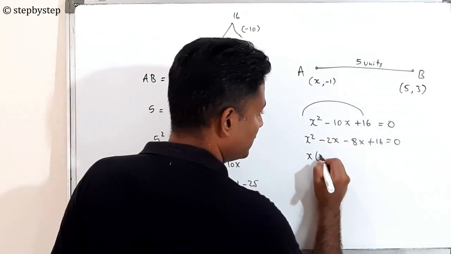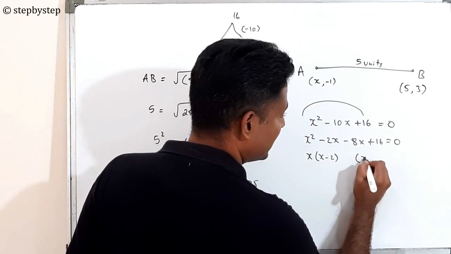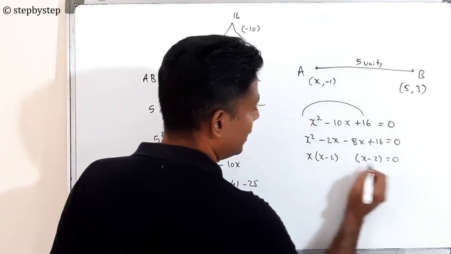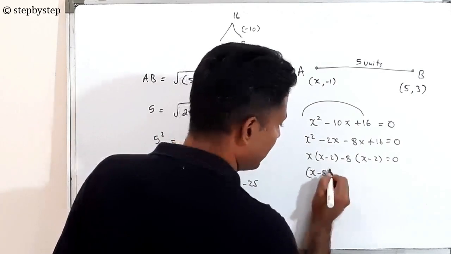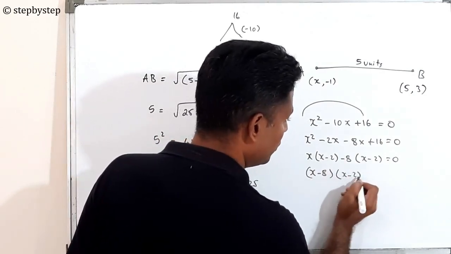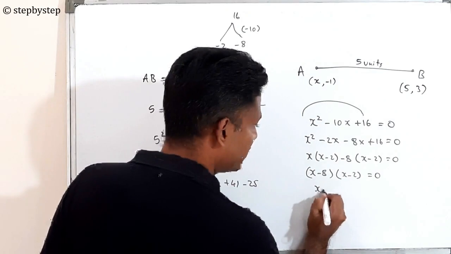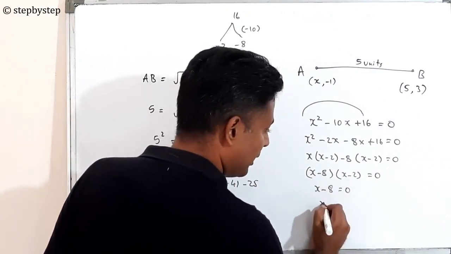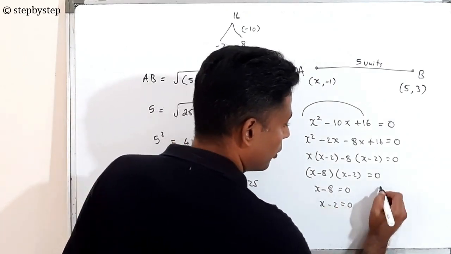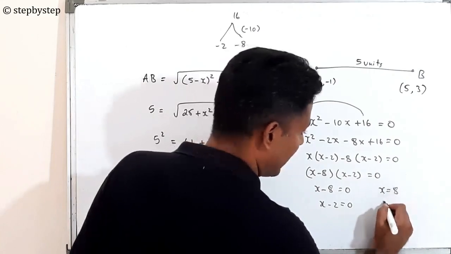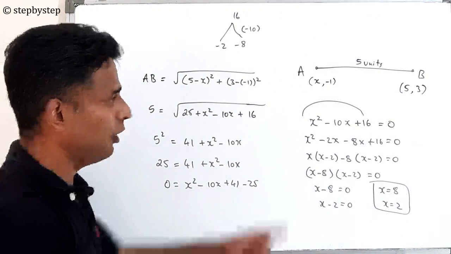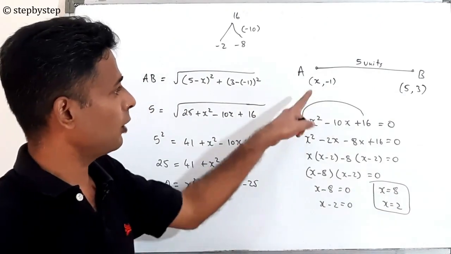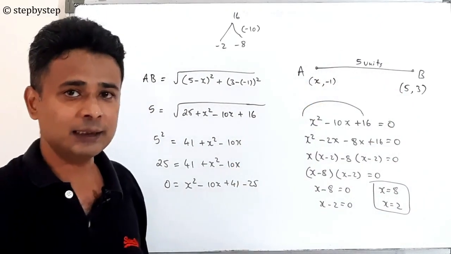So x is common, so here you will get x minus 2, which means here you should get x minus 2 as well, which means I have to take minus 8 common. So it will become x minus 8 and x minus 2 equal to 0, which means x minus 8 equals 0 and x minus 2 equals 0, which means x equals 8 and x equals 2. So there are two possible values of x. So when x is 8 or when x is 2, it will satisfy this condition.